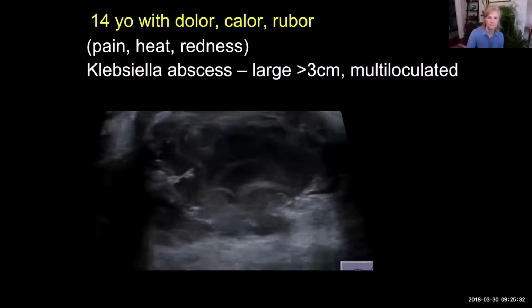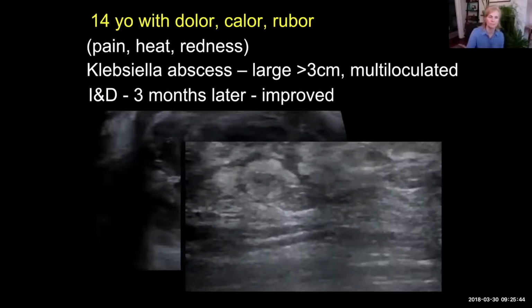painful. So this turned out to be an abscess infected with Klebsiella bacteria, and you can see it's large, it's over 3 centimeters and multiloculated. So this is a complex abscess. So patients that have these complex abscesses often need incision and drainage for treatment. Sometimes a simpler abscess can be aspirated, but a complex abscess like this usually needs I&D.